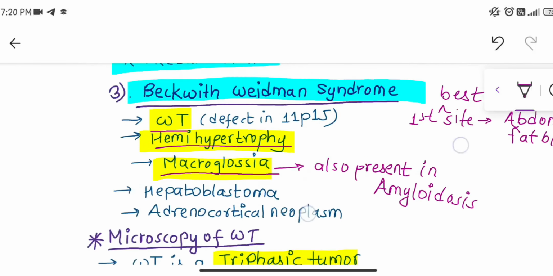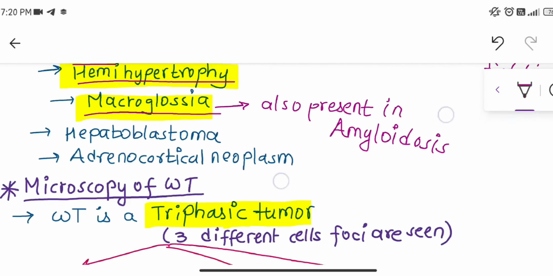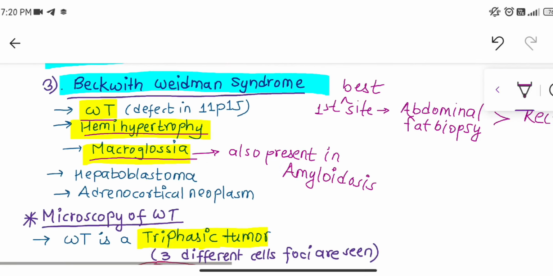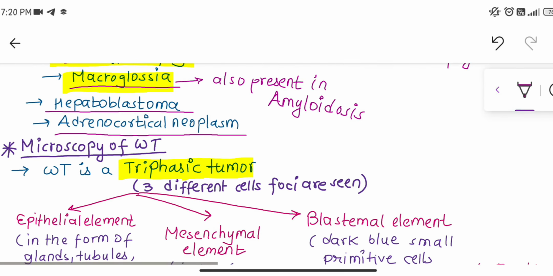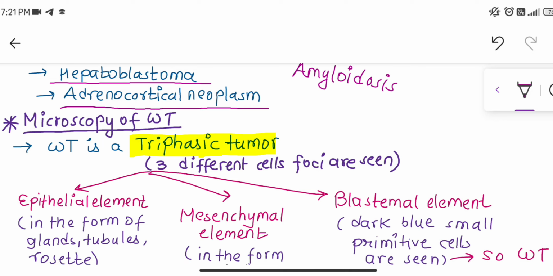Now next, hemihypertrophy, after that macroglossia. In the case of Beckwith-Wiedemann syndrome, there is also the presence of hepatoblastoma, and next there will be adrenocortical neoplasm.